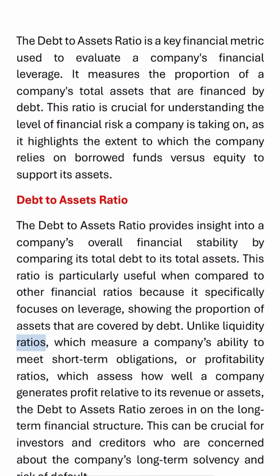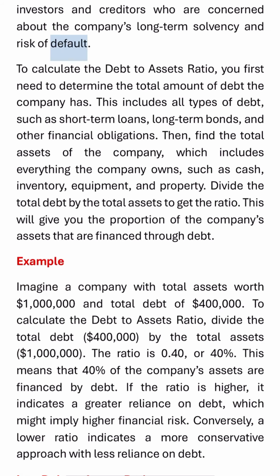Unlike liquidity ratios, which measure a company's ability to meet short-term obligations, or profitability ratios, which assess how well a company generates profit relative to its revenue or assets, the debt-to-assets ratio zeroes in on the long-term financial structure. This can be crucial for investors and creditors who are concerned about the company's long-term solvency and risk of default.